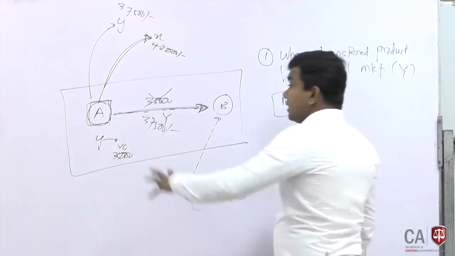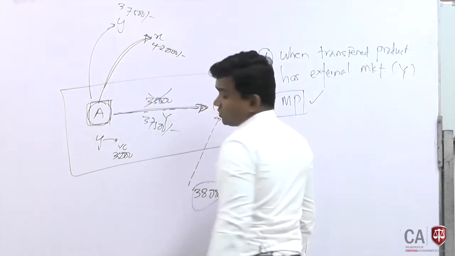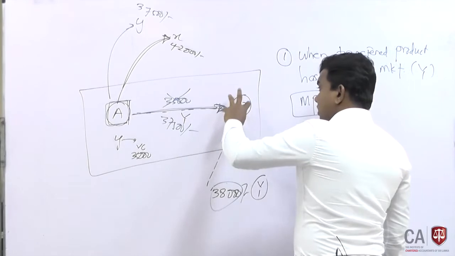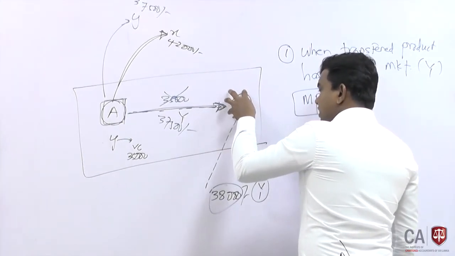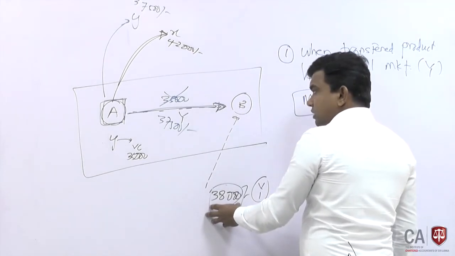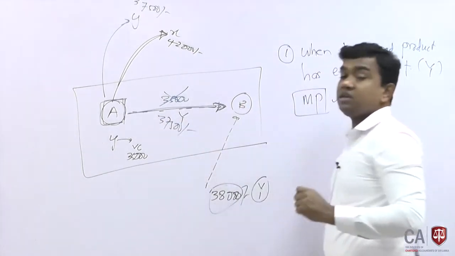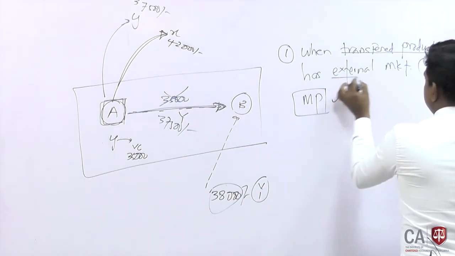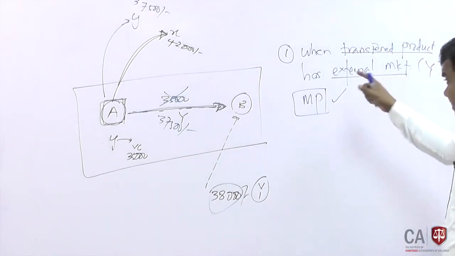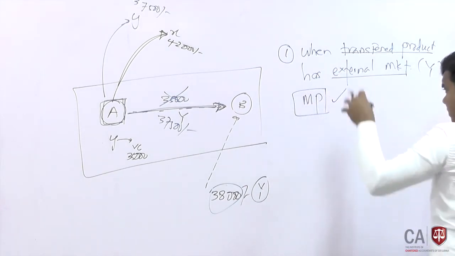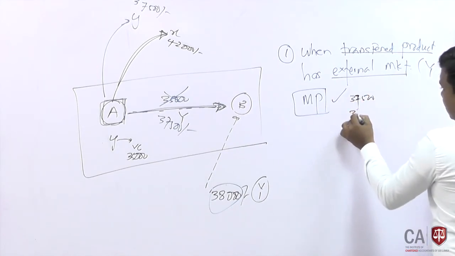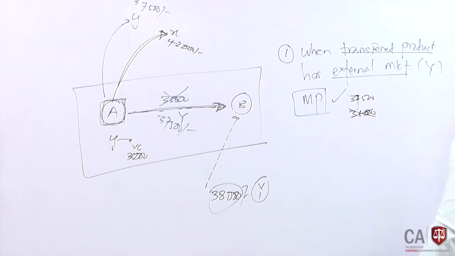Why? The reason is A can sell the product Y outside for 37,500. Therefore, no need to transfer it at 35,000 variable cost to B. Because if A does not transfer Y to B, B will definitely buy it outside at 38,000. Therefore, you can charge your external market price from B as well. Right? That's why I mentioned, when the transferred product has an external market, take market price as the transfer price. Market price 37,500, variable cost 35,000. No need to transfer it at variable cost, transfer it at market price. That is the first scenario.